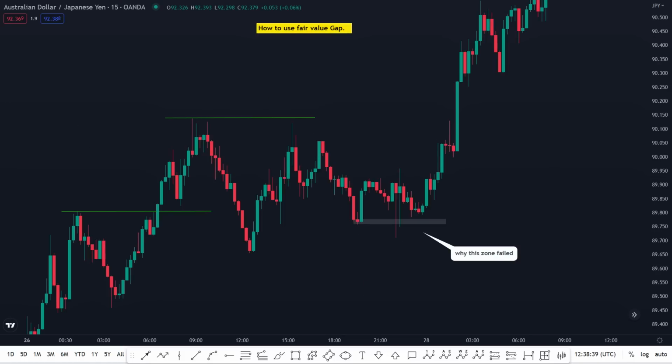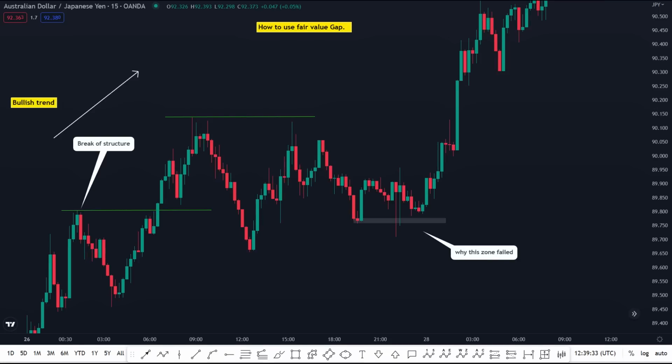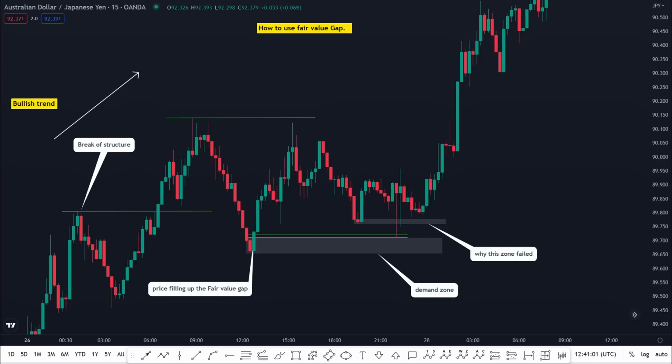Let's explain why this demand zone has failed. And like I said before, avoid these annoying long wick setups. So let me explain this setup. We can see that we have a break of structure. Price was just trying to fill up this fair value gap here. And again, make sure you avoid this kind of setup at all cost. Also, we can see a demand zone, plus this area doesn't even have a break of structure.